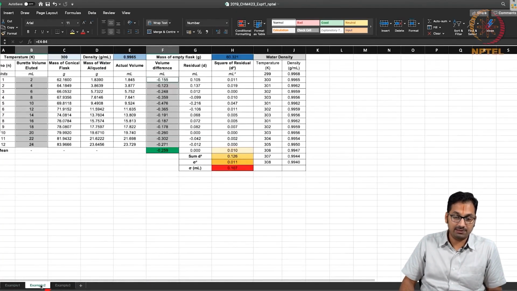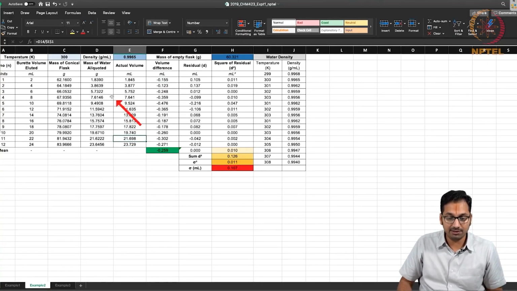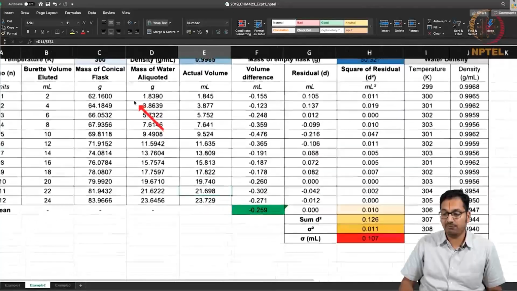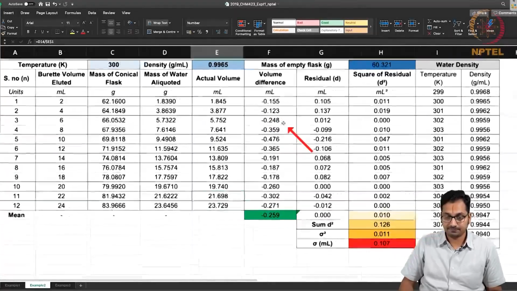Let's take another example in a similar case, and in this case I have already done all the necessary math using the similar type of formula that we saw in the previous slide.